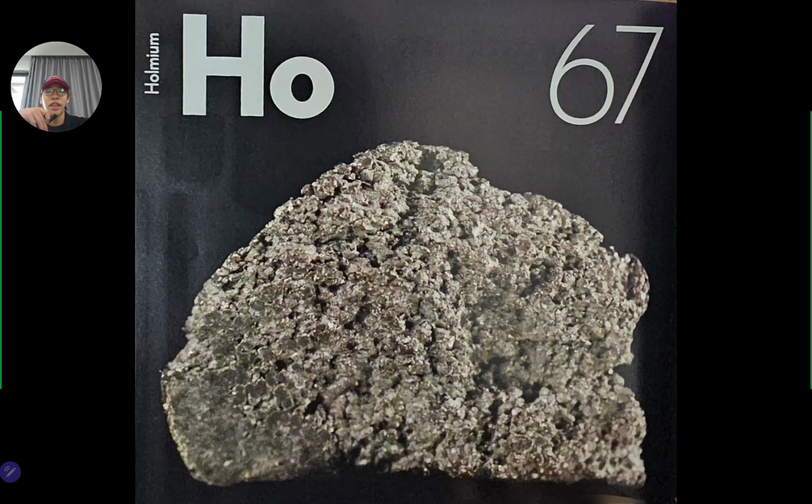Next up, we have holmium, number 67. Holmium achieves the pinnacle aspirations of a rare earth element. All of them have some interesting magnetic properties, but holmium itself has the highest value of the most important one, the magnetic moment.